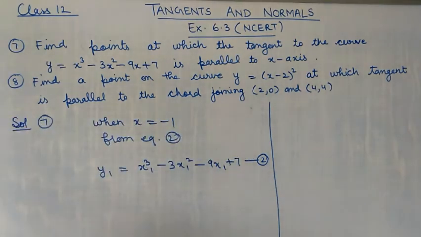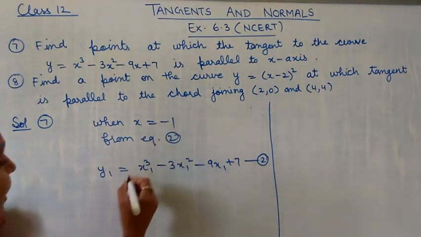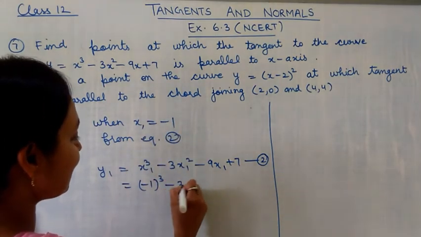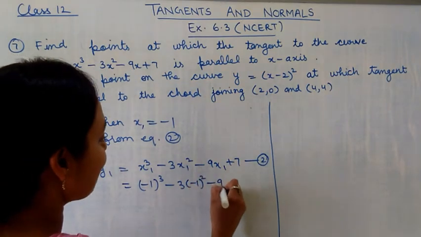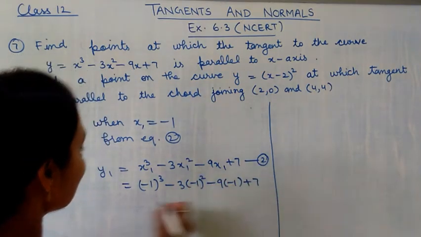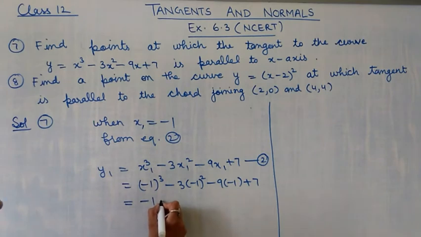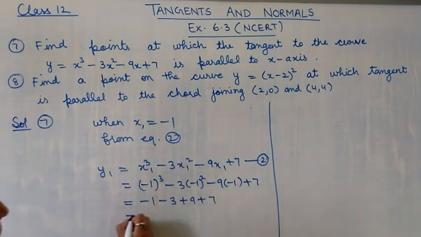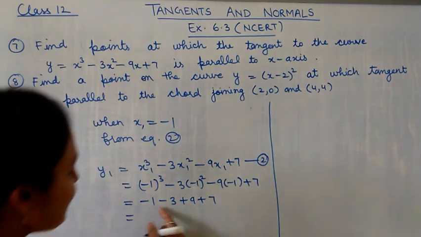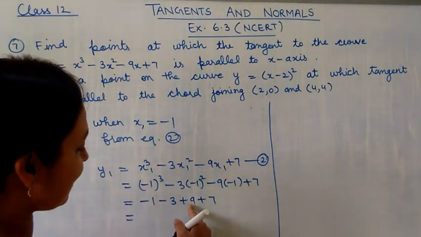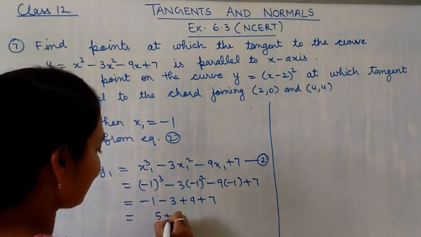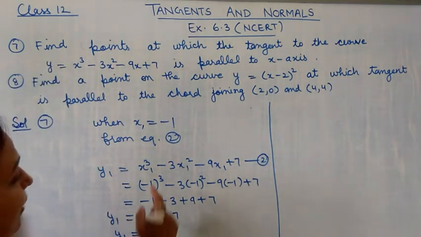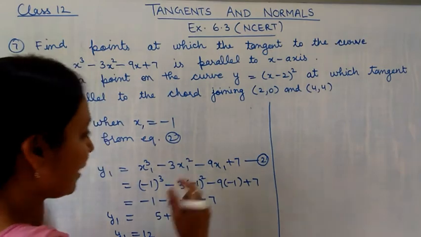Next, from equation 2, I will put the value of x, that is y = (−1)³ − 3(−1)² − 9(−1) + 7. It equals −1 − 3 + 9 + 7. This is −4 plus 9, that is 5, plus 7, that is 12. y is equal to 12. So one point is (−1, 12).